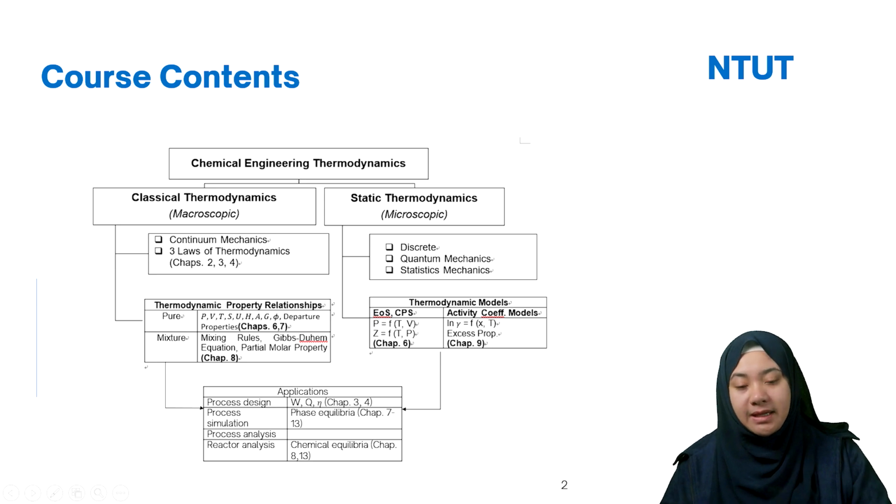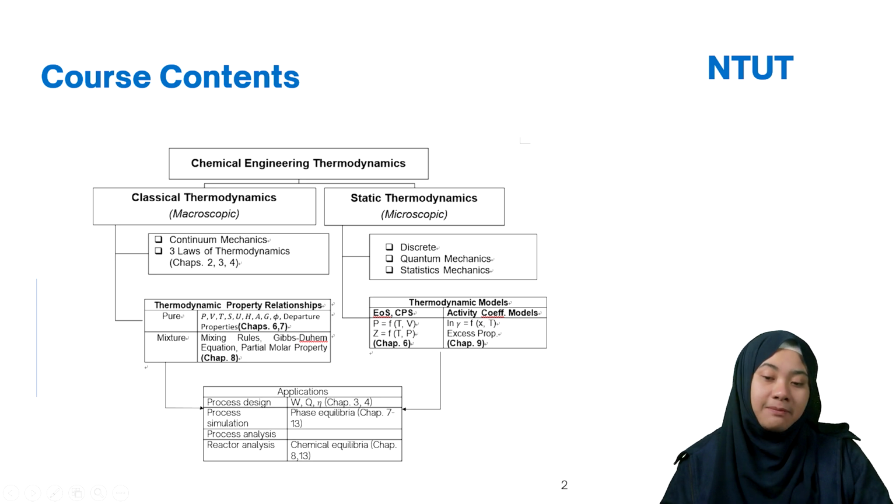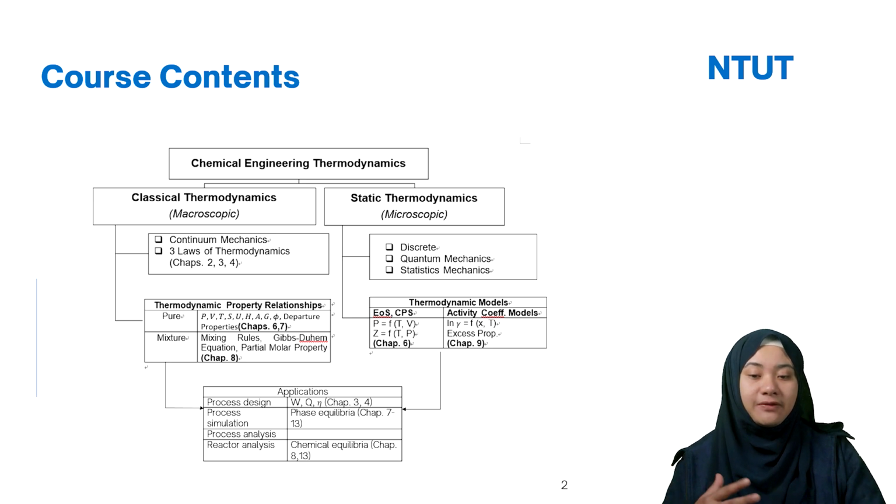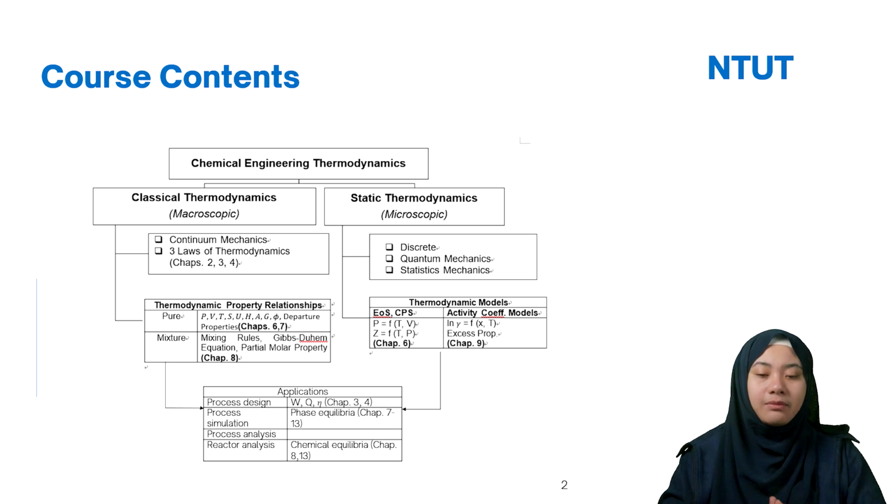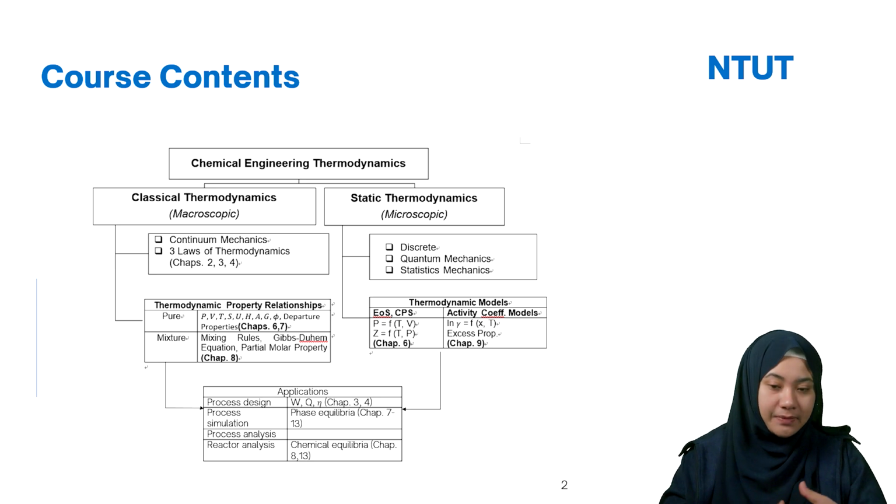So what's the application actually? The application we can use is for process design. We can calculate the total work and total heat. Q is for the heat, and eta is for the efficiency. We will calculate these in chapters 3 and 4. So we learn more about how to calculate the enthalpy, the total work, and Q, which is the heat loss, or the heat inside your system.